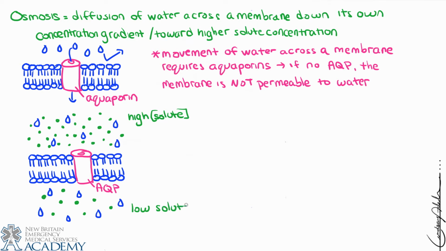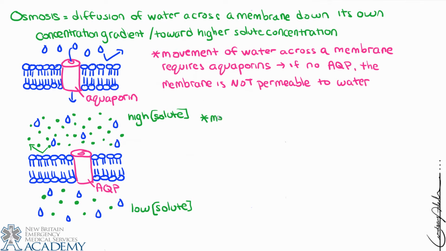The high solute concentration present on one side of the membrane opposite the low concentration of solute on the other side means that there is a solute gradient. Since we mentioned that the solute is not lipid soluble, it can't penetrate the membrane, so it's just going to bounce off. So the membrane is impermeable to this solute.